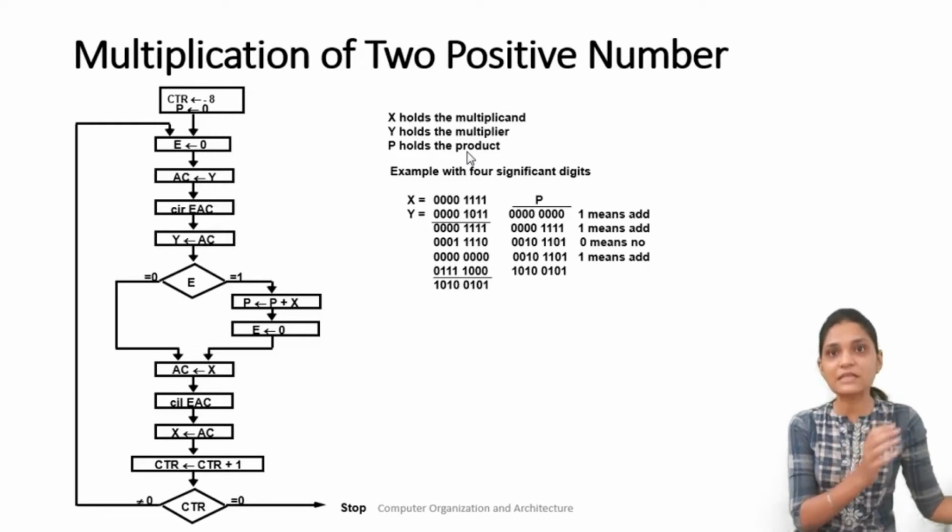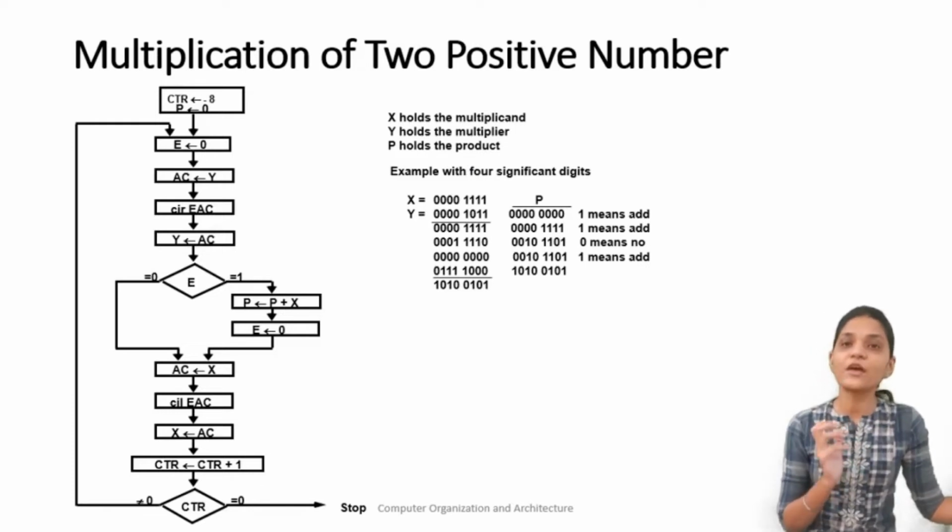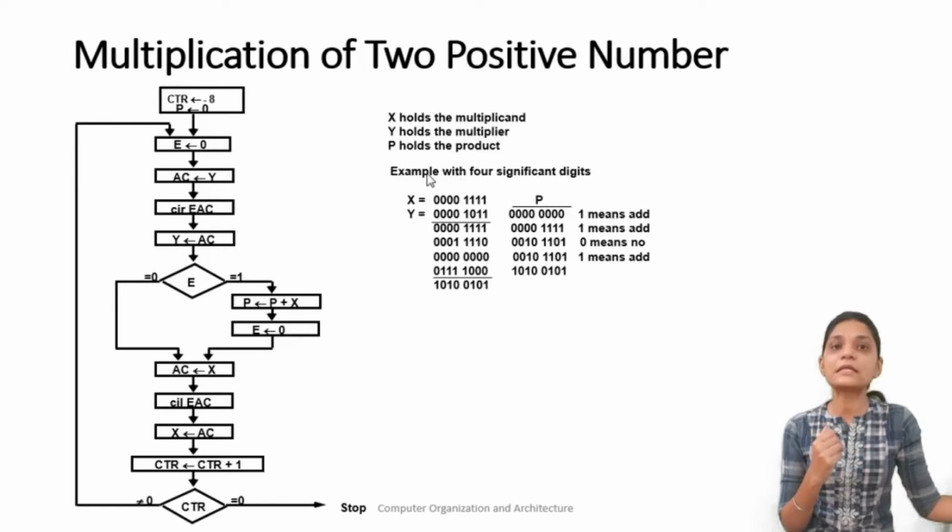Then we will use this partial product term, where we are storing our partial product as 0, 0, 0. Clear that location, so we have stored 0 at the P location. Then we will do the circular shifting of this Y content, and we will bring the LSB bit into the E flag. But for that we have to first clear the E flag.